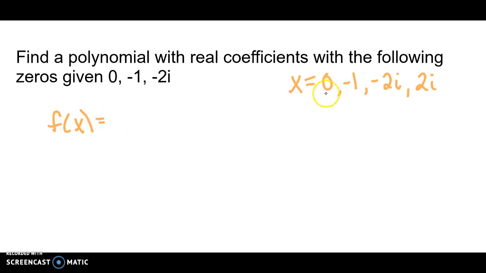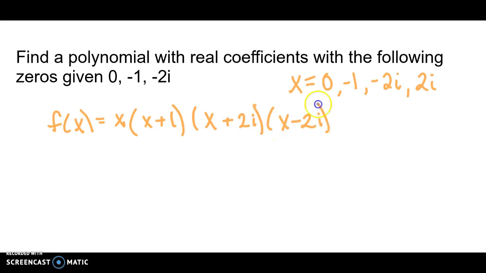If I write x equals 0 as a factor, that's just x, or x minus 0. X equals -1 as a factor would be x plus 1. And we have x plus 2i and x minus 2i. Does it matter the order in which any of these are written? No, that's because of the commutative property of multiplication, right? So this is written as a product of linear factors.